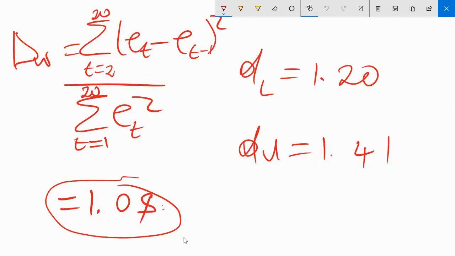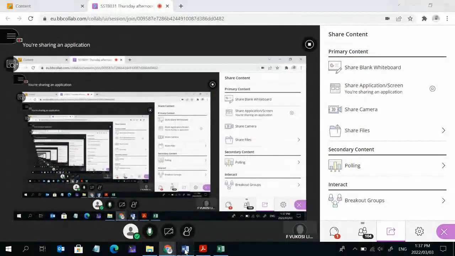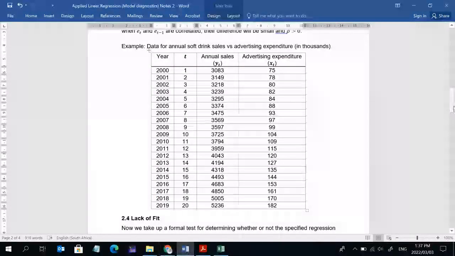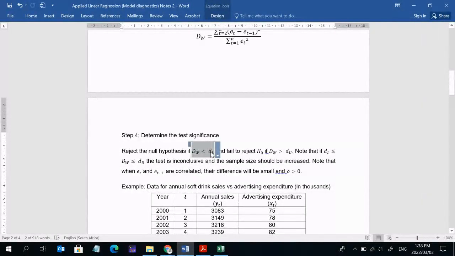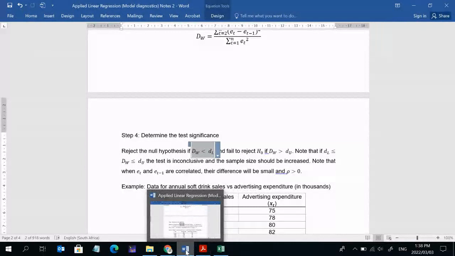We have DW and these two values. If we go back to the notes, we are saying if DW is less than DL, we reject the null hypothesis. Our DW is 1.08 and our DL is 1.2. So 1.08 is less than 1.2. Then what do we do? We reject the null hypothesis.